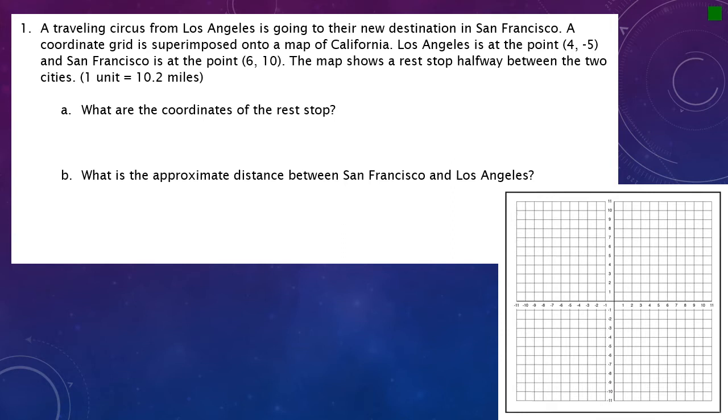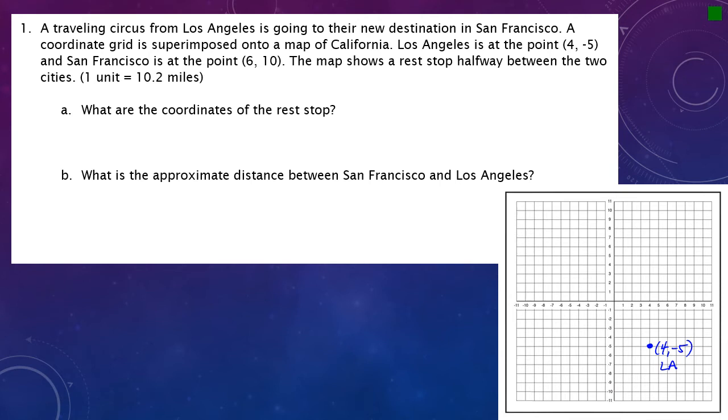A traveling circus from Los Angeles is going to their new destination in San Francisco. A coordinate grid is superimposed onto a map of California. Los Angeles is at the point 4, -5. So I'm going to use blue for Los Angeles, and I'm going to go right 4 and down 5. And I'm going to put a point here. So right here, this is the point 4, -5, and that represents Los Angeles.